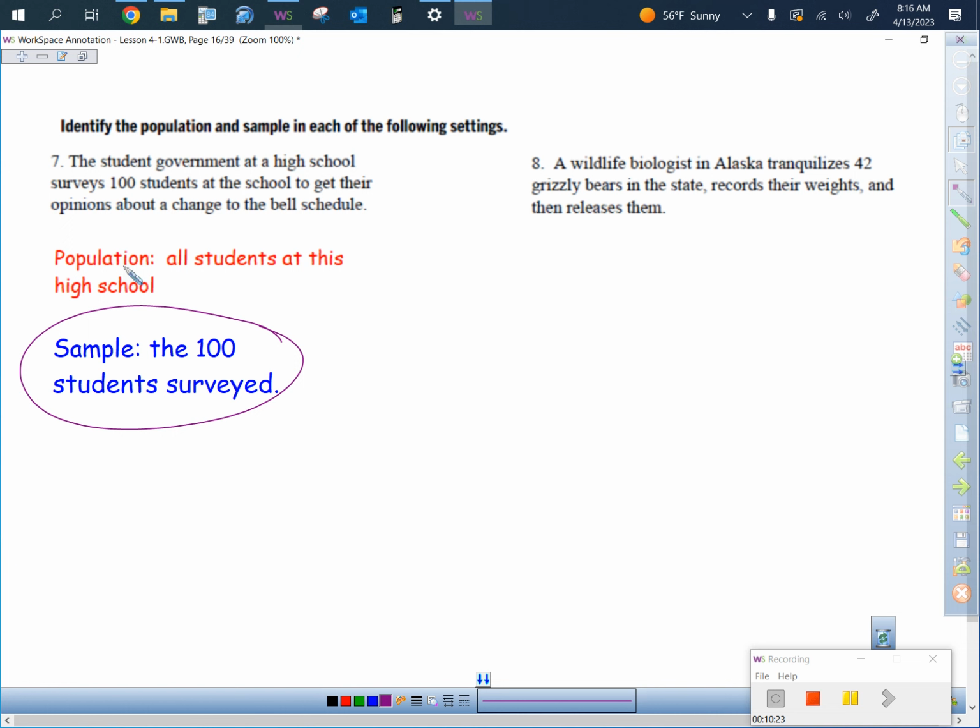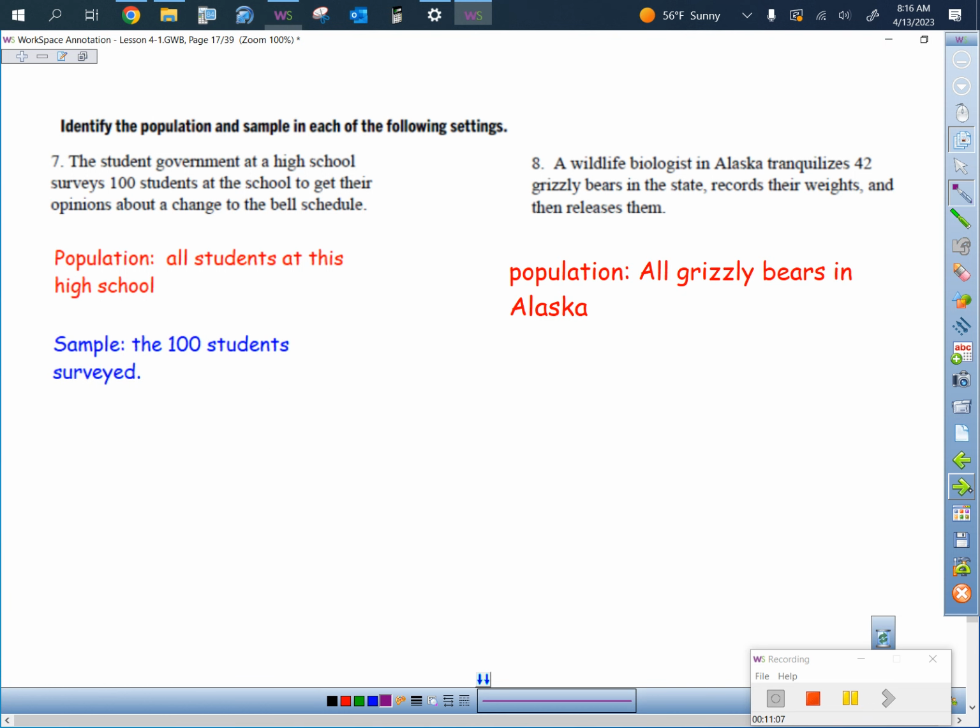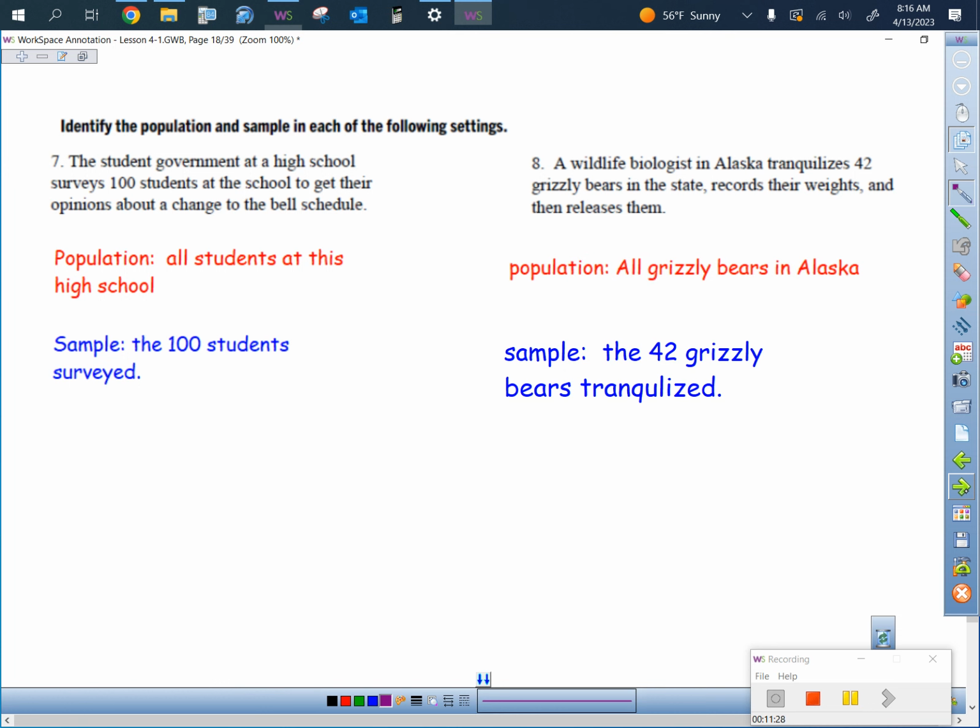Grizzly bears, right? Now, is it all the grizzly bears all over the world, or are they only in a specific state in this place? So that's why the population is all grizzly bears in Alaska. You have to be specific with it, because that's who they were concerned about, because the wildlife biologist is in Alaska. He tranquilized 42 grizzly bears in the state, records their weights, and releases them. The sample is the 42 grizzly bears tranquilized. Sorry, not much room to write this on the worksheet either. But the sample is just those 42 grizzly bears tranquilized.